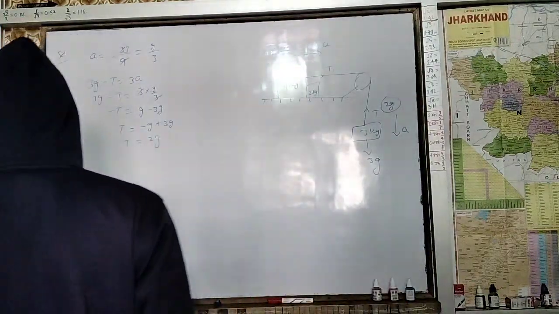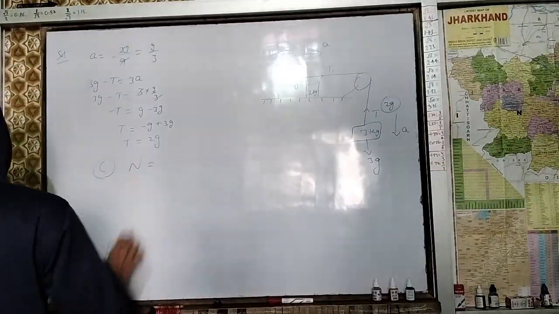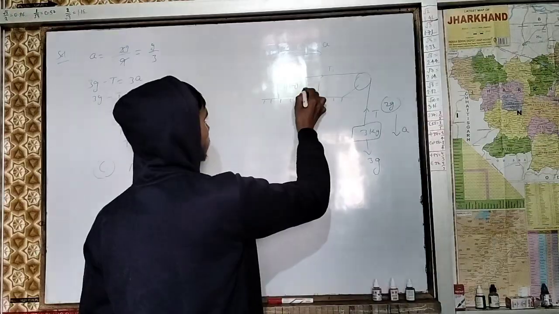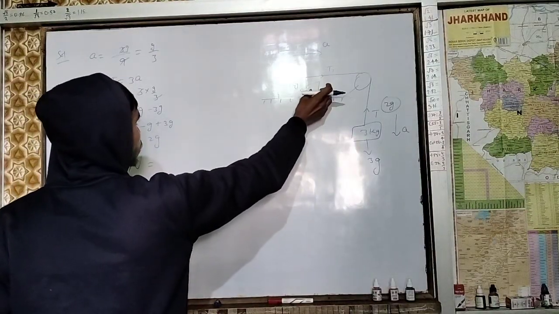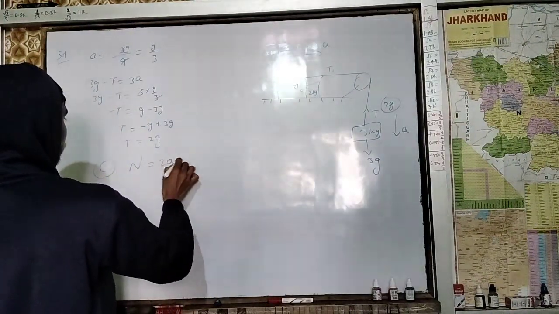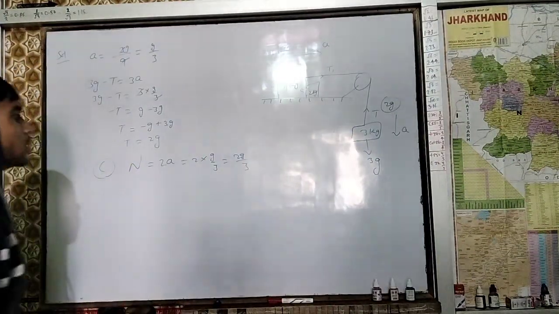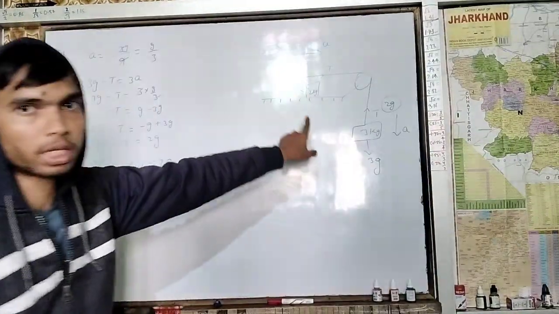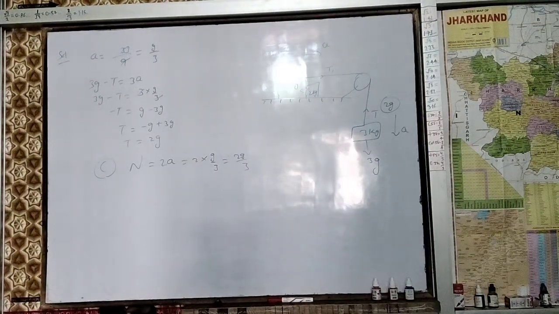Okay, but C is normal reaction. Normal reaction would be 2a. Over here normal reaction would be how much? 2a. Normal reaction of a 2 kg body on 4 kg body would be 2a, 2 multiplied by z upon 3, which is 2z upon 3. This much force this object is applying on 4 kg block.